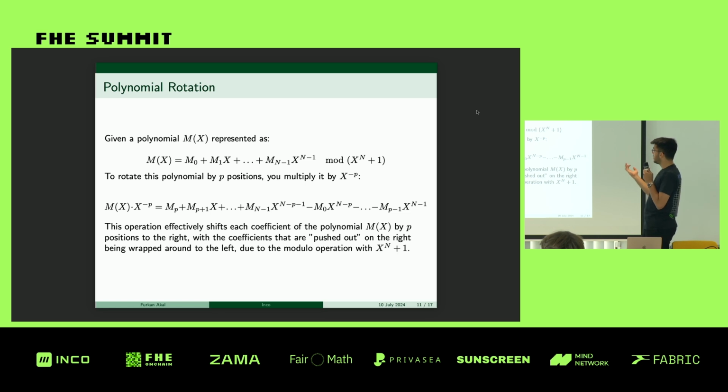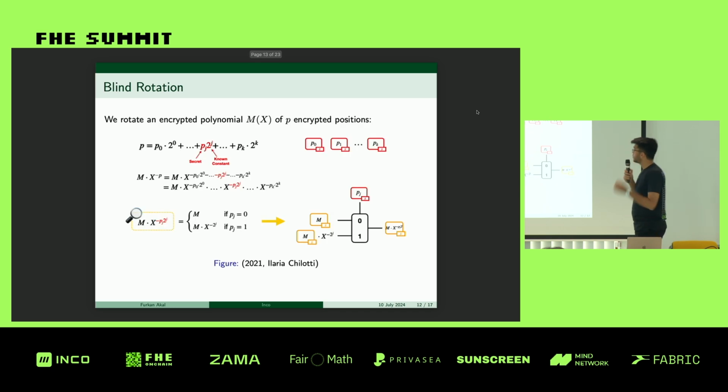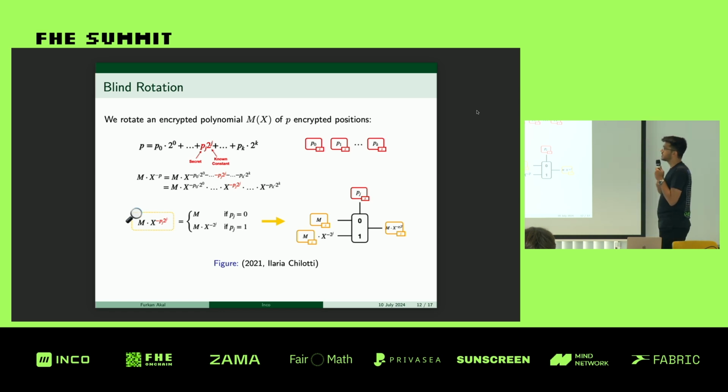Okay, this is good, this is effective, this is useful, but the problem is p is public here, and we don't want to reveal anything. That's why we use something we call blind rotation. Blind rotation is actually the same thing, but using CMUX to have it privately. Again, we have a message polynomial m of x, and you want to rotate it by p encrypted positions. So basically we will multiply it by x to the minus p, but we don't know p.